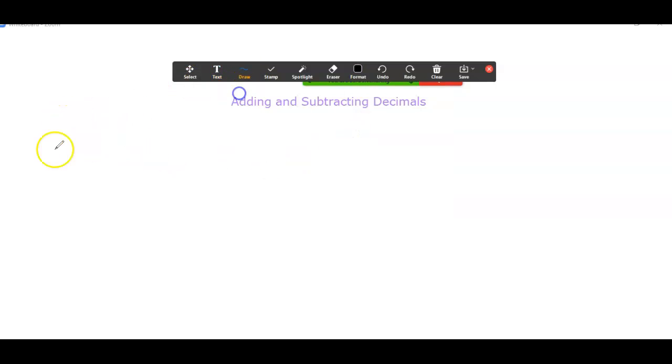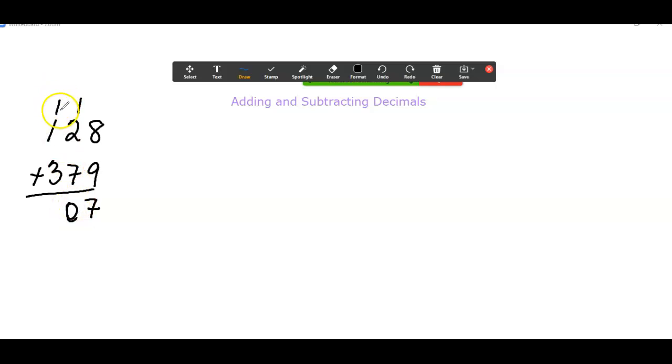If I am adding 128 plus 379, remember, I add 8 and 9 to get 17. So that's 7 ones and one group of 10. 7, 8, 9, 10. So I have 0 tens and I regroup to 100. 3, 4, 5. And I have 507.